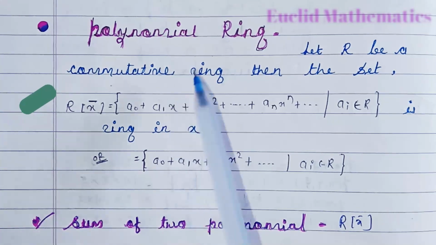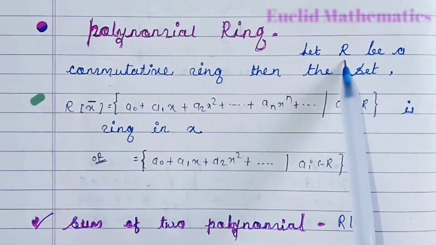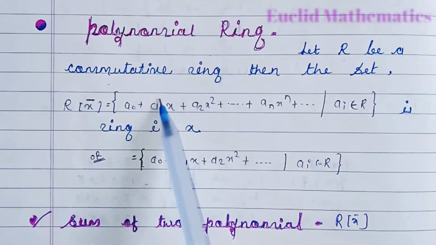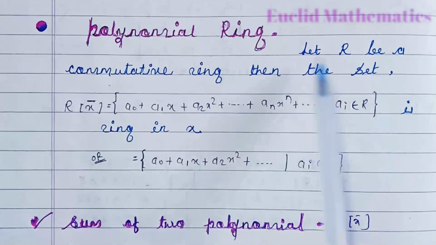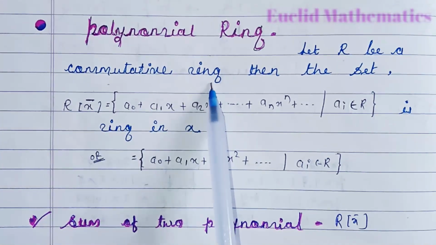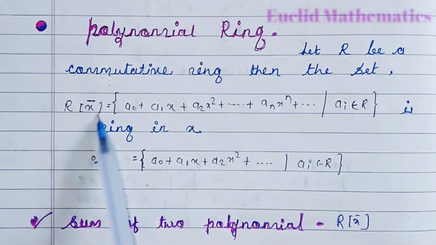So you can see here, polynomial ring means a ring R be a commutative ring. Commutative ring means the property A times B is equal to B times A. If that property holds, then we say that R is a commutative ring. Okay, and it needs to satisfy other properties as well. Then we have the set R[x], which is denoted as the polynomial ring.